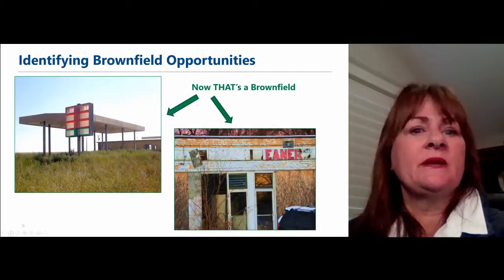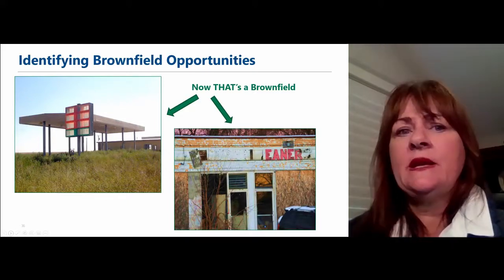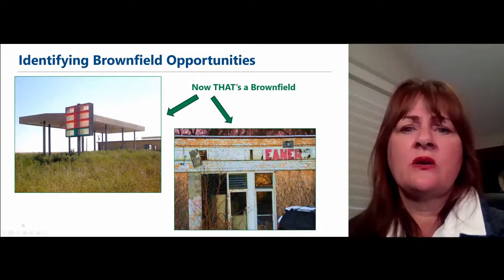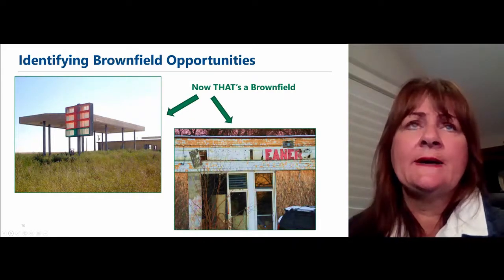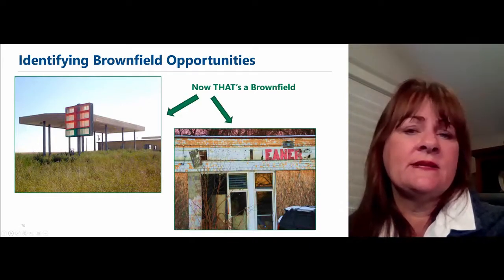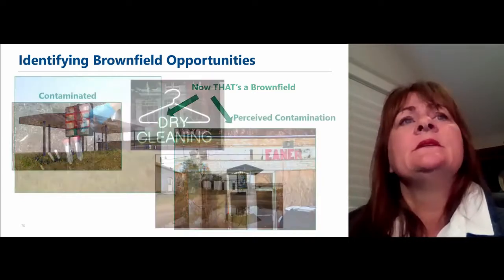Brownfields can be abandoned service stations. They can be abandoned dry cleaners. They can be on rural land. They could be machine shops that are no longer being used. It could even be residences that have been abandoned that might have asbestos or lead-based paint issues.